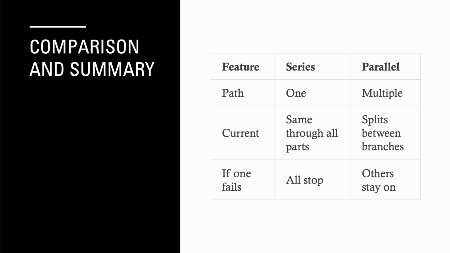To summarize, series circuits have a single path for current, while parallel circuits have multiple paths. In a series, one break stops everything, but in parallel, each branch keeps working independently. Series circuits are simple and used for small devices, whereas parallel circuits power our homes and everyday electronics. Understanding both helps us design circuits that are safe, reliable, and suited to different purposes.